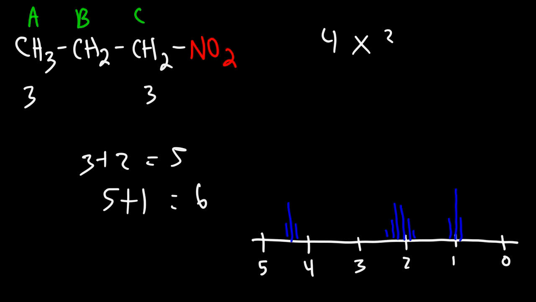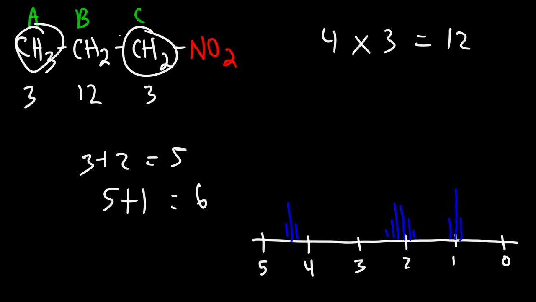So what you're going to have is 4 times 3 or 3 times 4. So really, we should have 12 peaks for this signal. However, some of the peaks overlap, and so it looks like as if it's 6, but it's really not. It's 4 times 3. So that's how you're supposed to use the N+1 rule when you're dealing with adjacent protons that are not equivalent to each other.